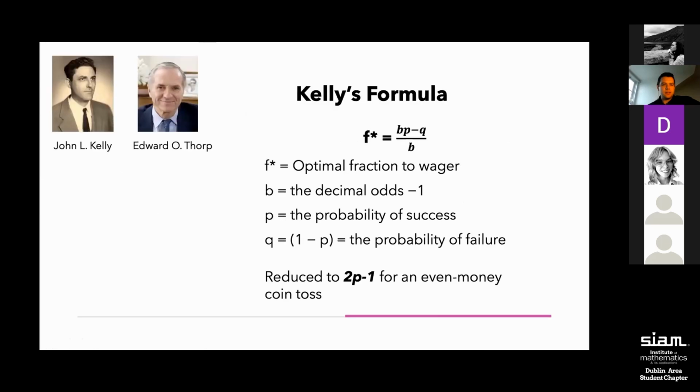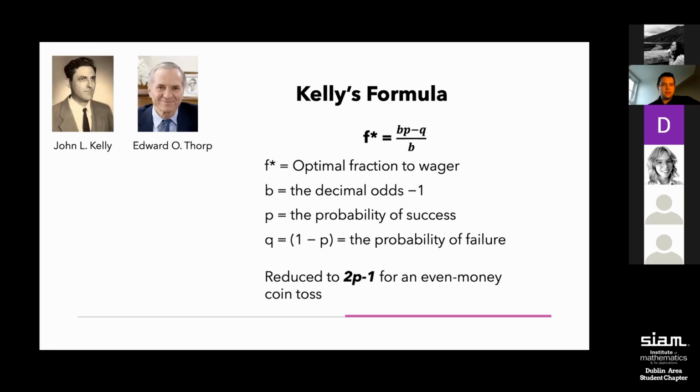In 1956, John Kelly came up with a formula which he called the Kelly gambling system, and that could be used to maximise a player's wealth. And Edward Thorp then came across this formula in 1960, and he extended it to the field of finance and then renamed it the Kelly Criterion, which it's known as today.